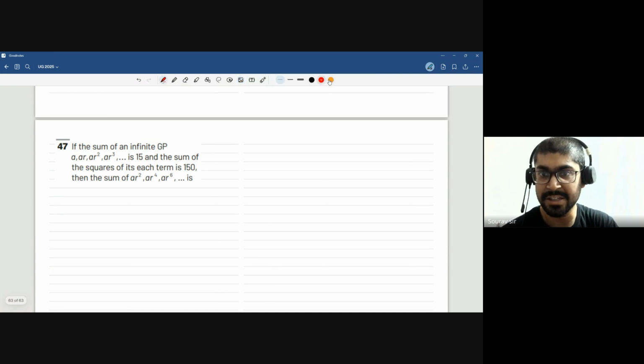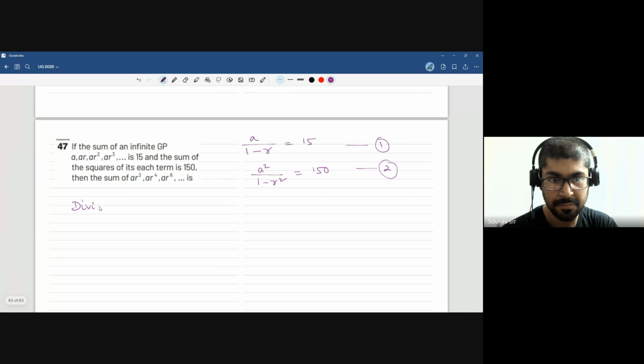So the sum of an infinite GP, that means mod R is less than 1, right? Otherwise you will not get an infinite GP. So A by 1 minus R is given to be 15. Sum of the squares of each term: you will start with A square and the common ratio will be R square. So A square by 1 minus R square is 150. So divide these two. You will get A by 1 plus R is equal to 10.